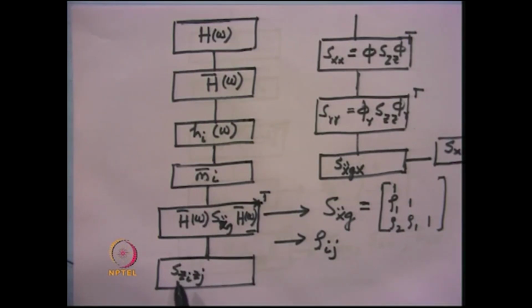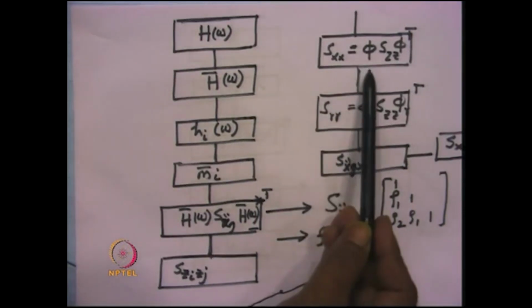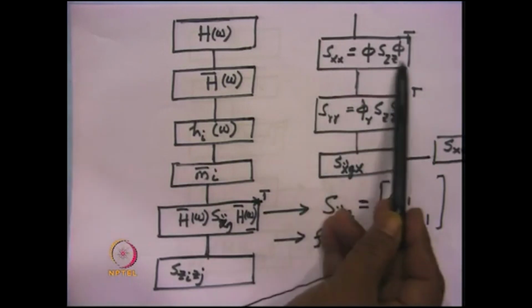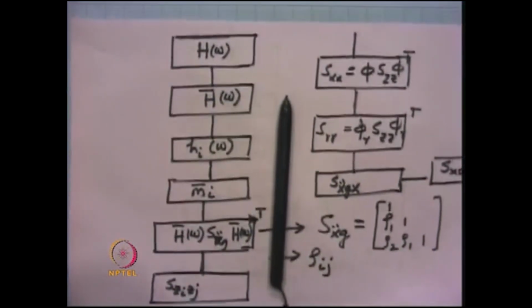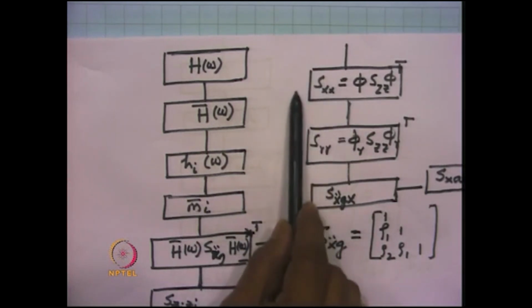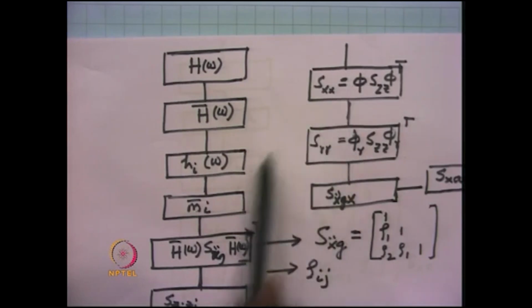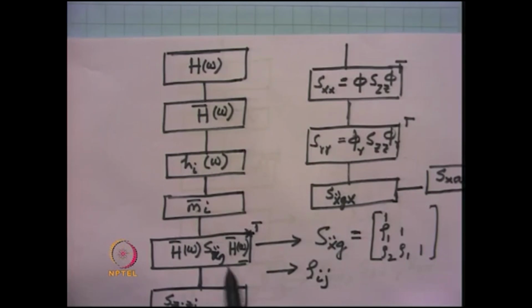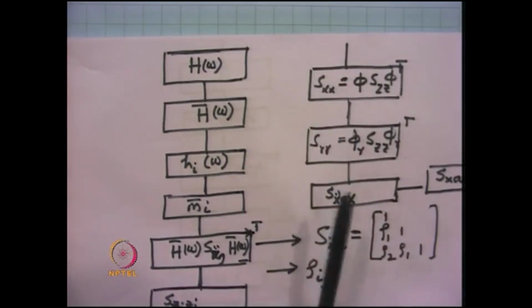And then one can obtain the Szij, that is the cross power spectral density function between any two generalized displacements. Once we know the Szij, one can obtain the Szz matrix from that, and if you use that Szz matrix, then this particular equation uses the mode shapes to find out the Sxx, that is the power spectral density function matrix in the structural coordinates. So, these two constitute the modal spectral analysis part of it.